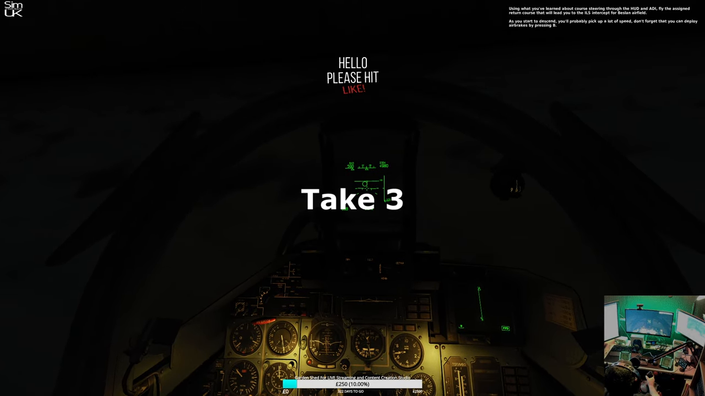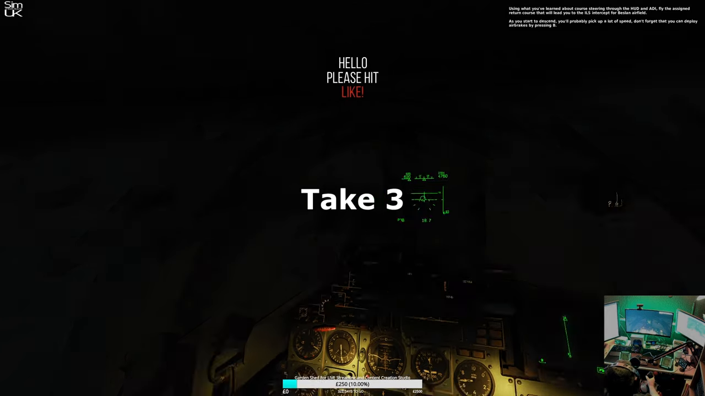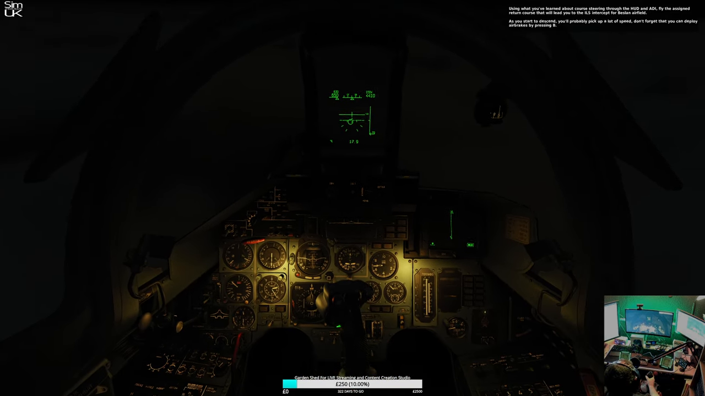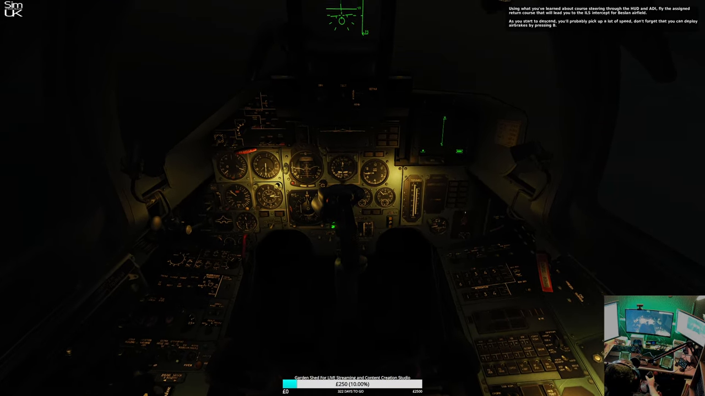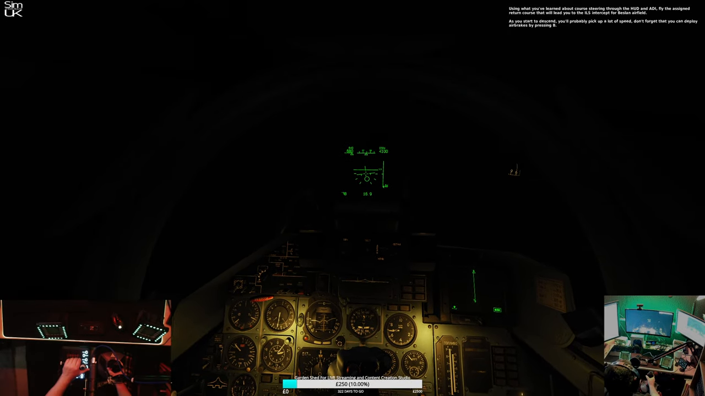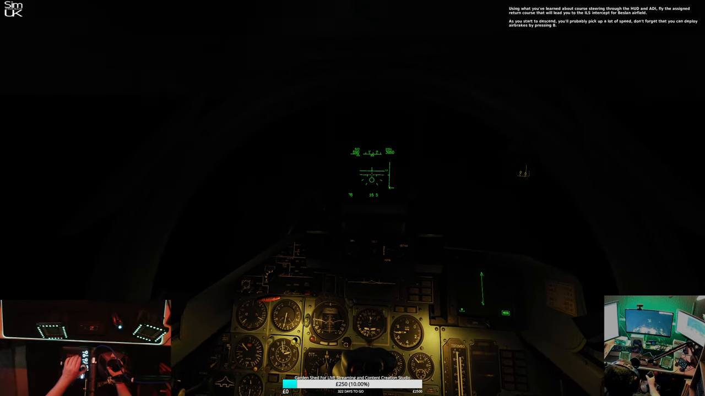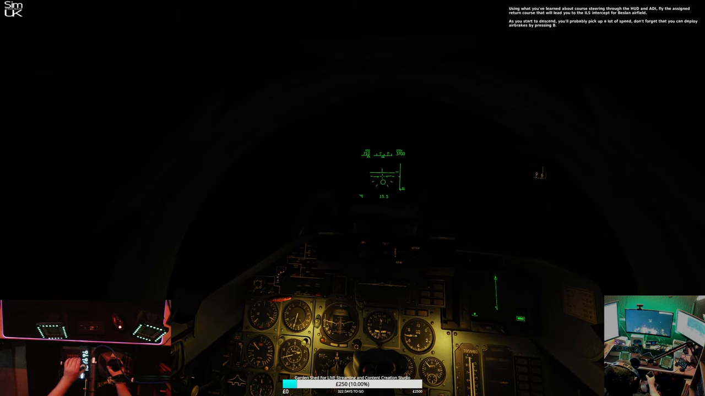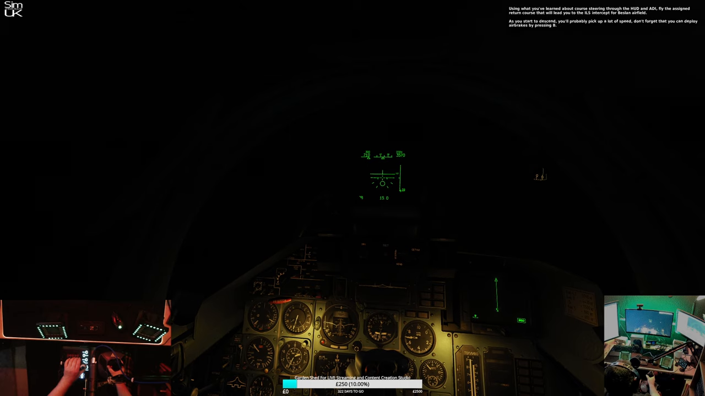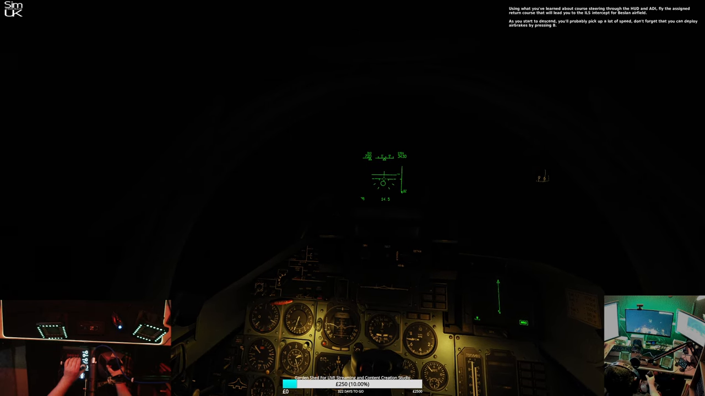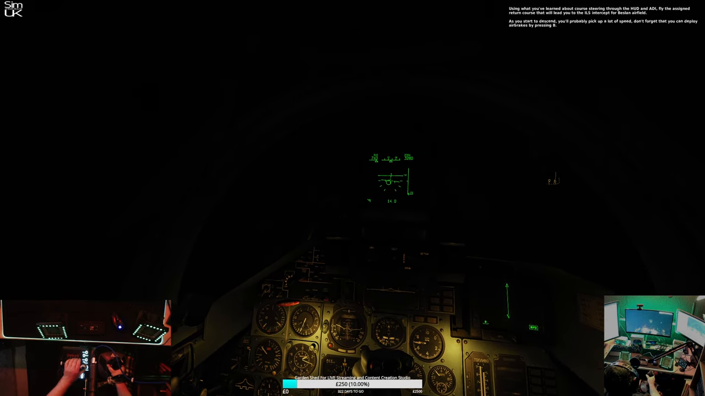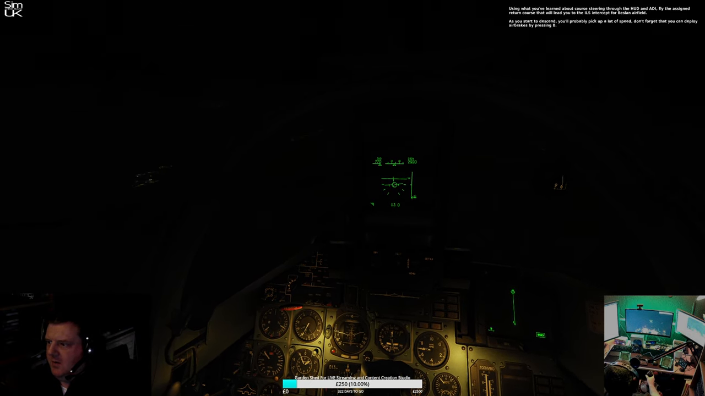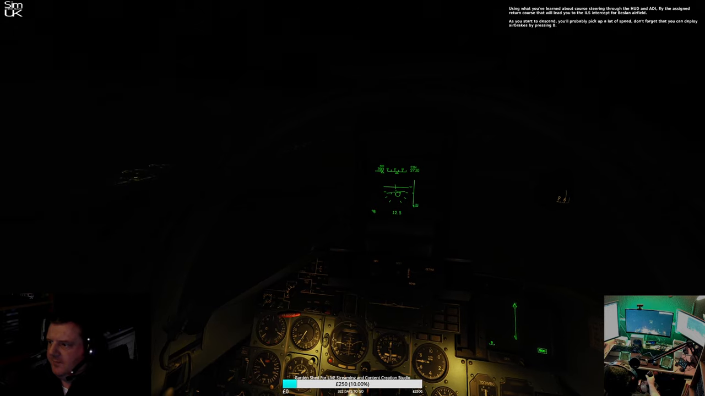Yeah, well, I've attempted to deploy the air brakes. There's no way of knowing if they're deployed. I don't know what indicator would indicate that they were deployed or not. Look at that, 680, 690. If I press the button again, 710, 720, it doesn't seem to make any difference whatsoever. Throttles are idle. And I have no idea if it's active or not.